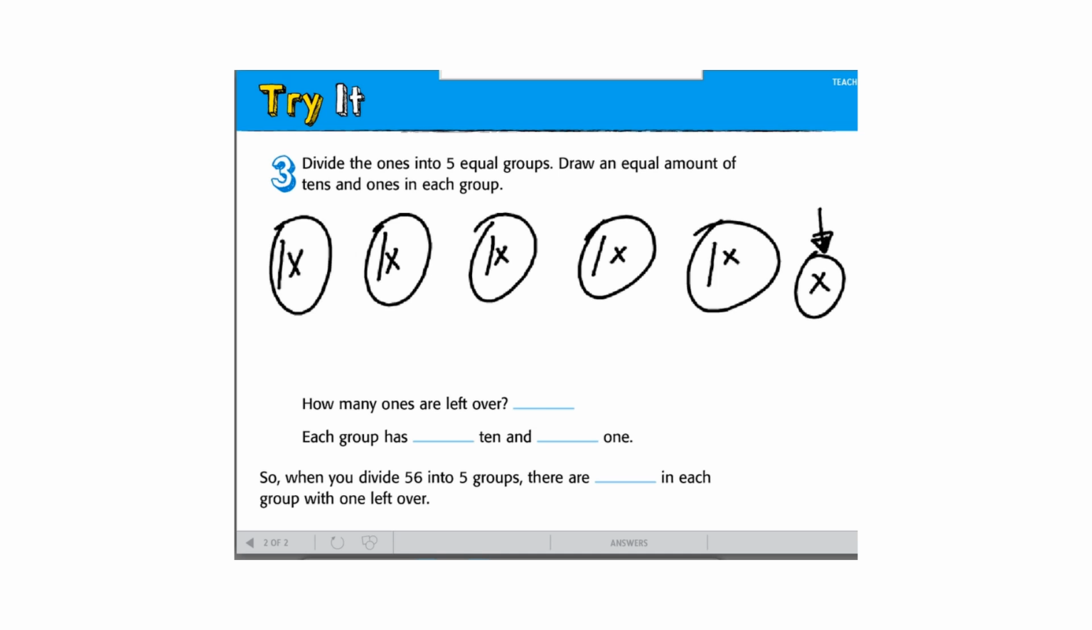That's in its own little area. So there's 1 left over. Each group has 1 10 and 1 1. So there are 11 in each group with 1 left over. Maybe I'll draw this leftover. I shouldn't probably draw it in a circle. That might look confusing to you. I'll just leave it like that. So that's like a remainder. So 56 divided by 5 is 11 remainder 1. That's the answer. Yes, it's 11 remainder 1.